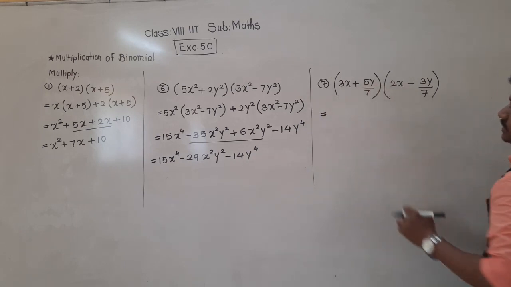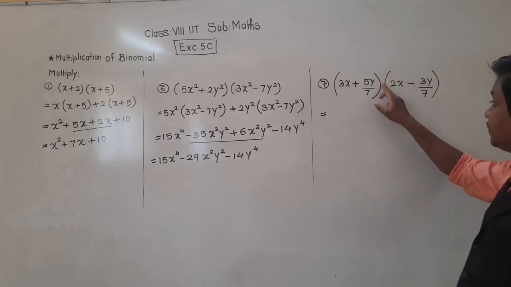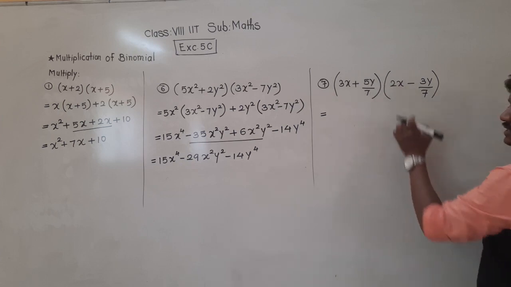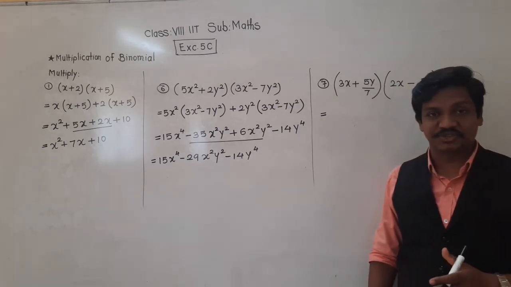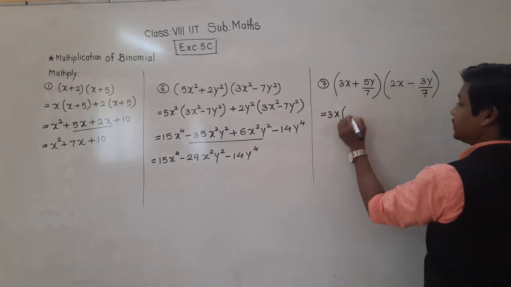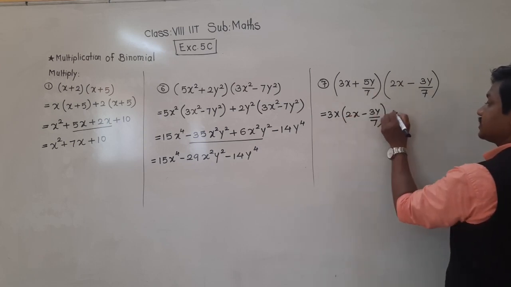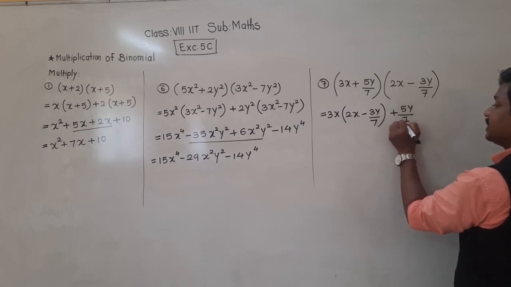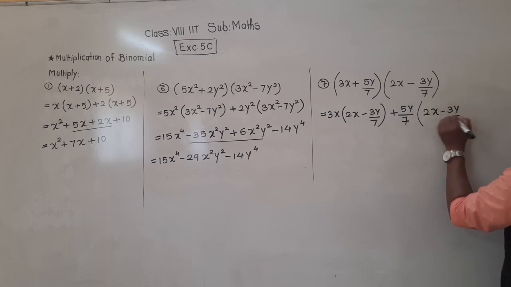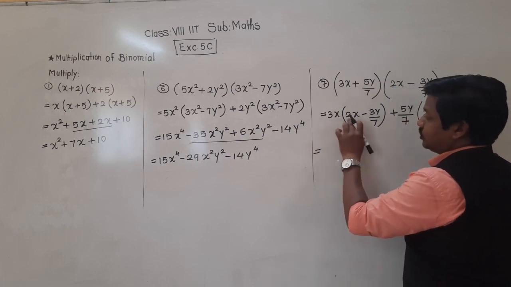Then see 7th example. 3x plus 5y upon 7 in the first bracket, multiply by 2x minus 3y upon 7. See, between these two brackets there is no sign. That means which sign is there? Multiplication. Okay. So again, first term of the first bracket multiply by the second bracket, plus 5y upon 7, which is the second term of the first bracket, multiply by the second bracket.